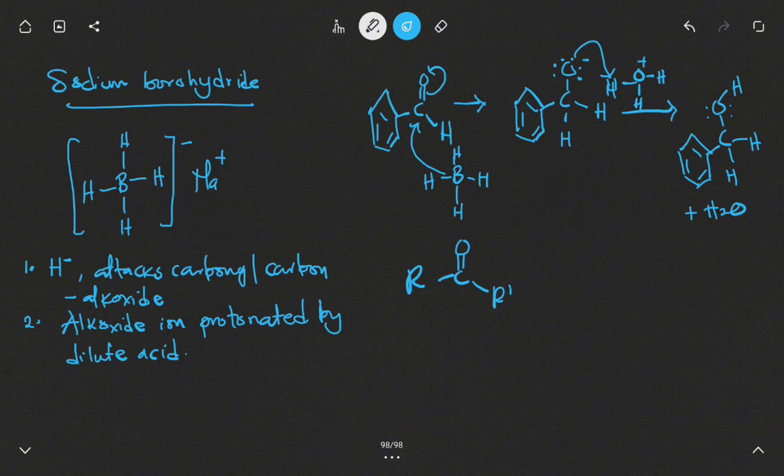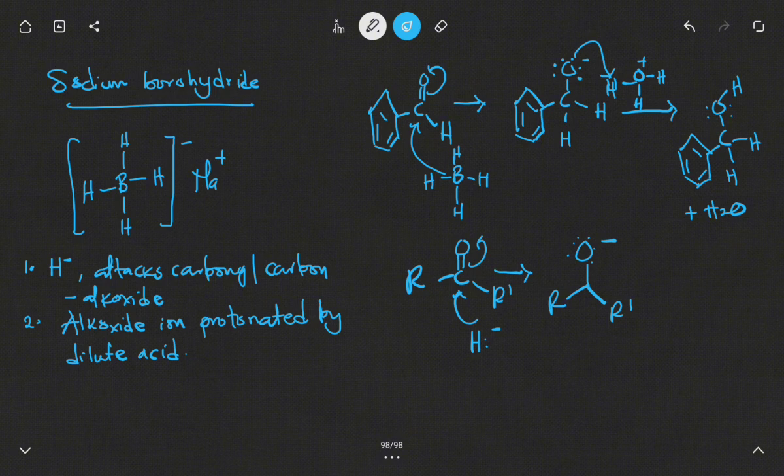Alright, so again we'll have the hydride H minus coming from the sodium borohydride, which is attacking this carbon, and then we have one of the double bonds breaking, and this is going to give us R prime, and we have O, 3 lone pairs and a negative charge.